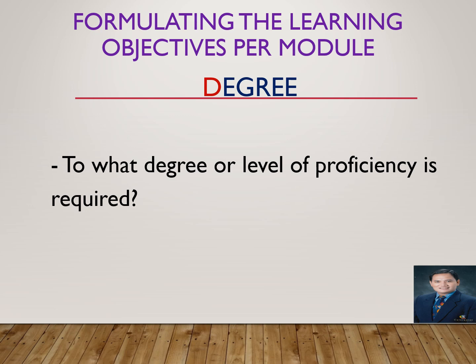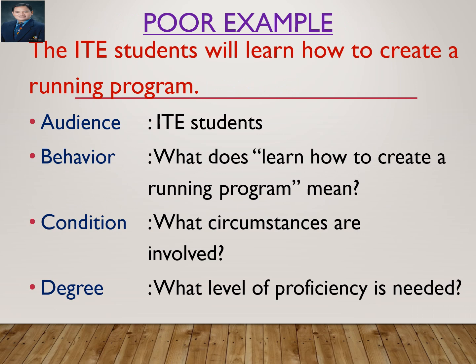How will the behavior need to be performed, between primary and secondary sources? It states the standard for acceptable performance: time, accuracy, proportion, or quality. So for example, without error, 9 out of 10, within 60 seconds, 100% of my students, something.